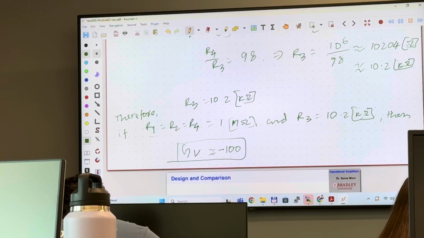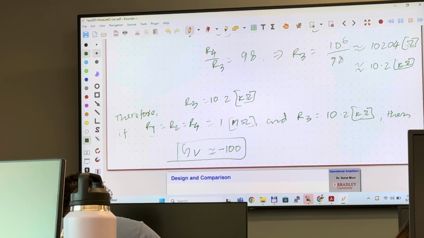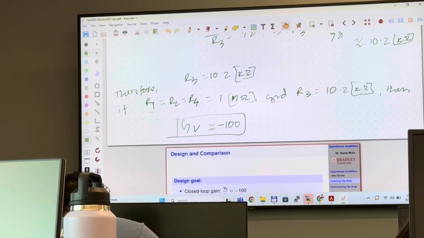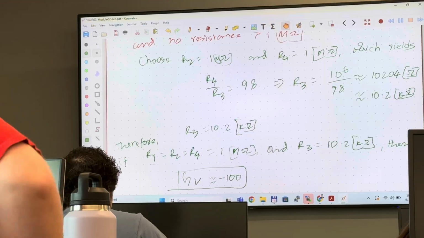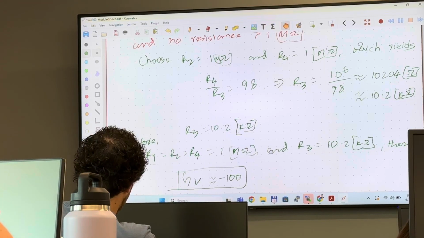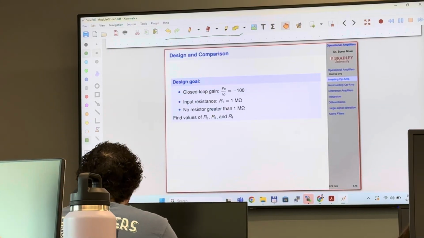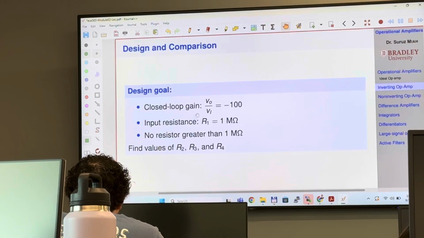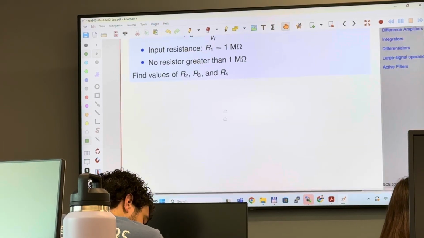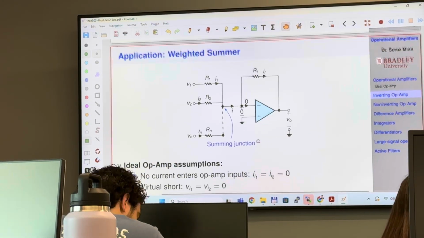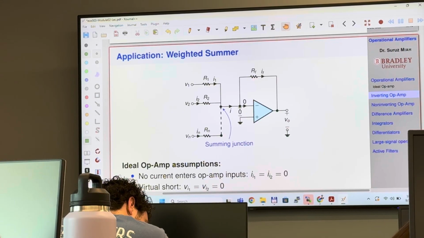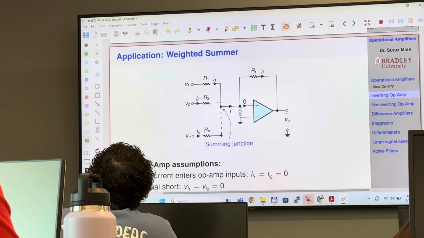Clear? You guys understood how to analyze open circuit? Now next circuits will be piece of cake. So now let's go through. Is that okay? So here design and comparison, I already solved it. Weighted sum, another open circuit. Okay.